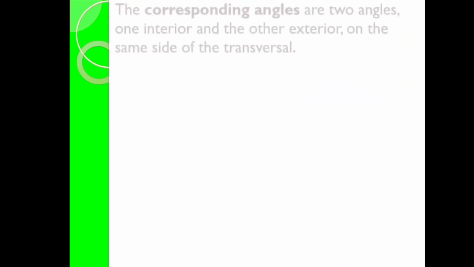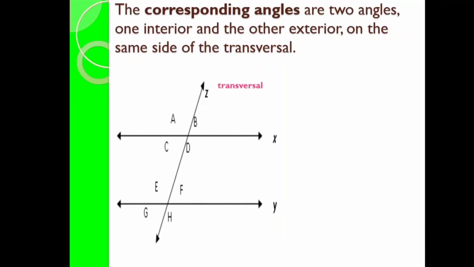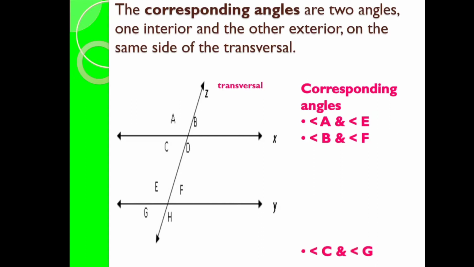Next, we have the corresponding angles. These are the two angles, one interior and the other exterior, on the same side of the transversal. Like angle A corresponds with E, angle B and F, angle C and G, and angle D and H. Now, you already know the different angle pairs when a transversal cuts two or more lines.